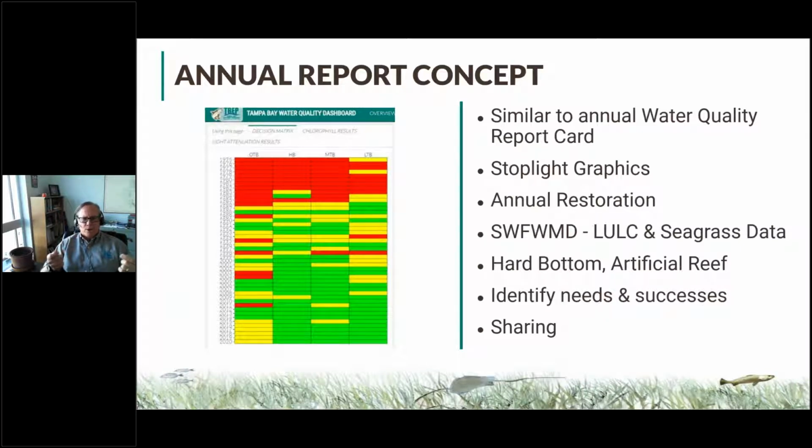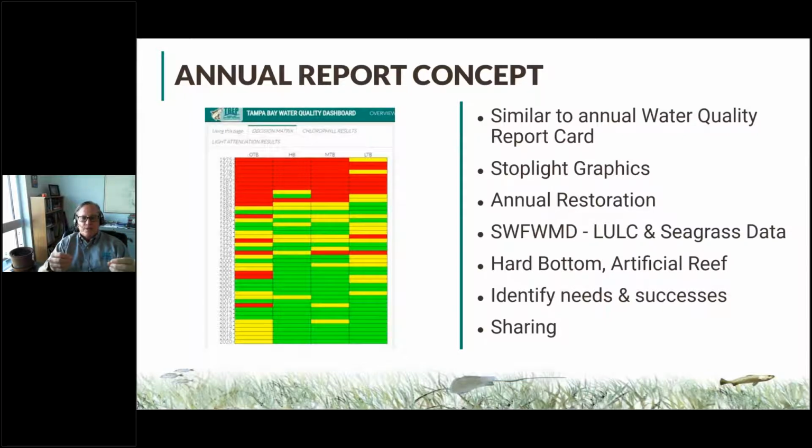And that's where this idea of the annual report card is coming in. We've had some very brief conversations inside the office, potentially something similar to the annual water quality report card that shows chlorophyll and light attenuation, and then brings in the seagrass data. In the vision that we have right now, we talk about these annual restoration targets and accomplishments there, and the most recent land use, land cover, and seagrass data as provided by SWFWMD, to be able to mesh those in. If there have been updates to our hard bottom or artificial reefs or some of these other categories, we can include that as well as parts of this discussion.